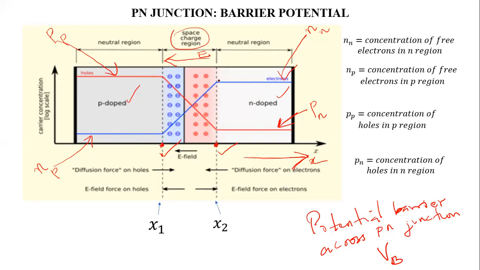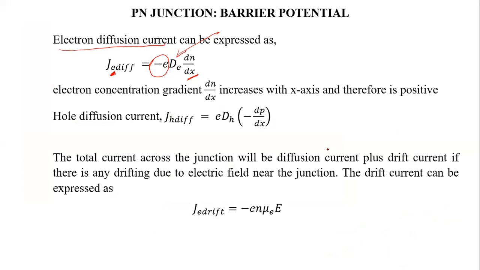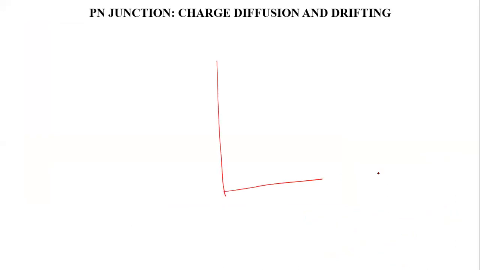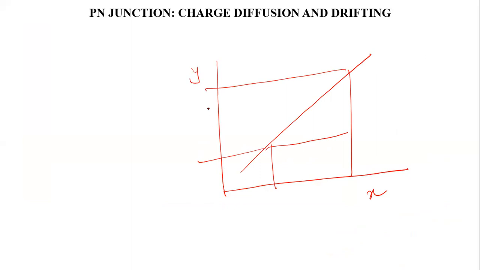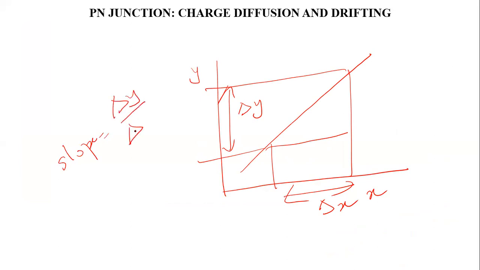So electron concentration, as you see, increases with increasing x value. Take an example: if you have y and x here, what is the slope? The slope is like this. This is your del y, and this is your del x. Now the slope is del y upon del x.